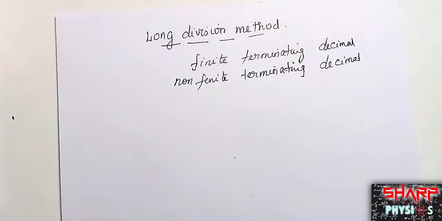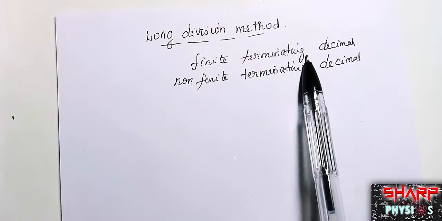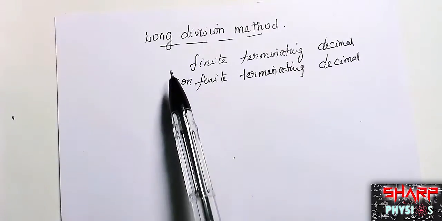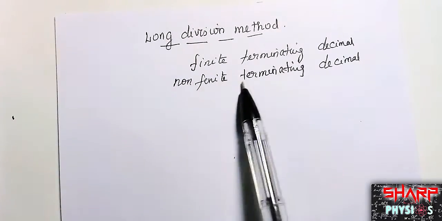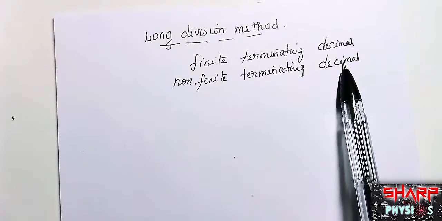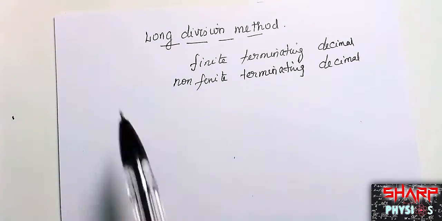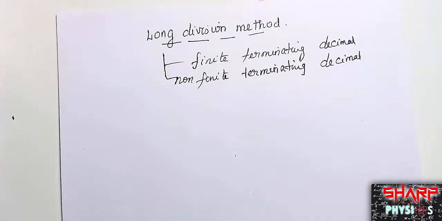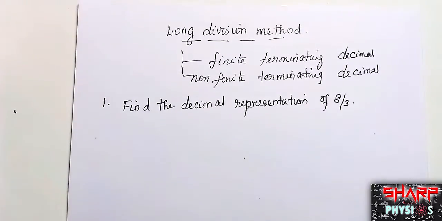Last class you might have seen the long division method for finite terminating decimals. Today we will be seeing the long division method for non-finite terminating decimals. In long division we have two types: one is finite terminating decimal, another one is non-finite terminating decimal.